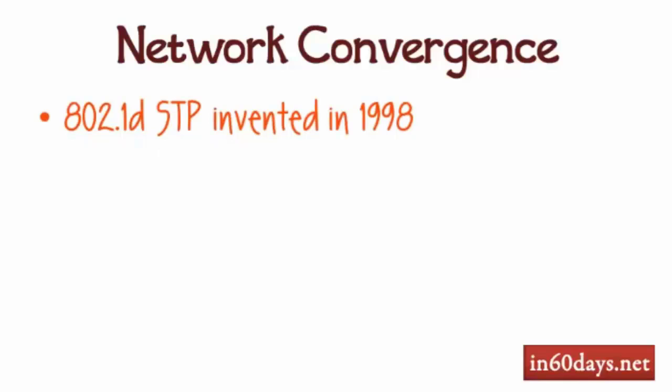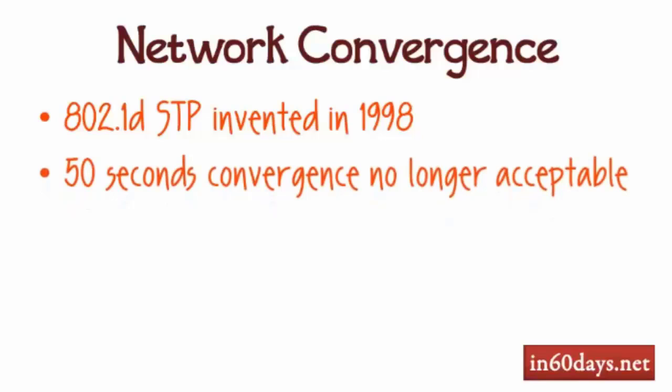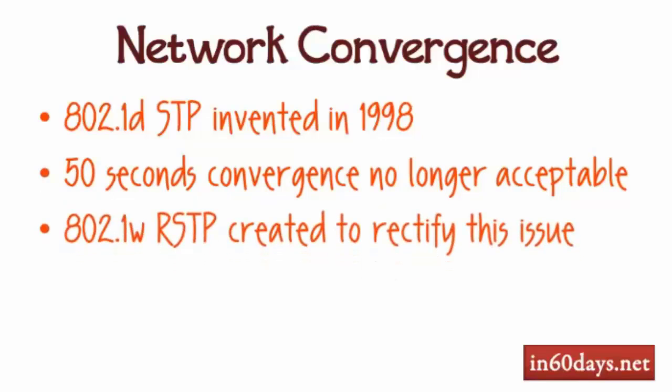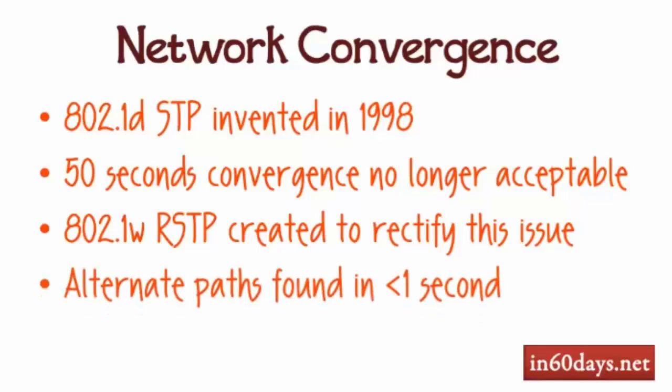Remember STP, which is standard 802.1D, was invented when networks were a lot smaller, and as we've experienced rapid growth in the size and scalability of networks and performance requirements, we've got problems that have come along with it. So 50 seconds to converge your network is really no longer acceptable. It's probably catastrophic for many networks nowadays. So the 802.1w standard, rapid spanning tree, was created. Instead of your 50 seconds, you should have less than 1 second for the alternate path to be found.